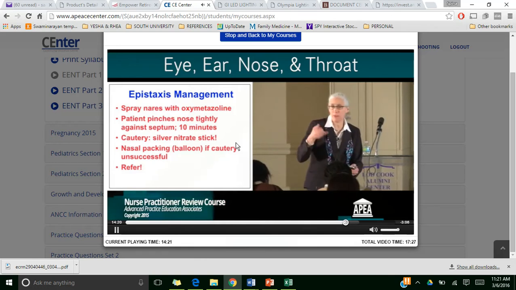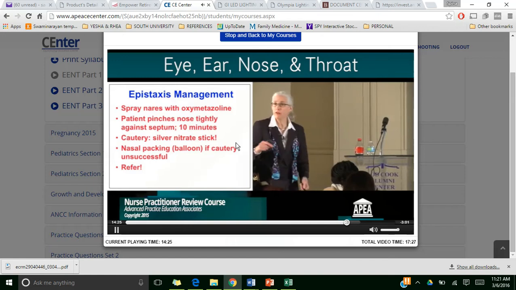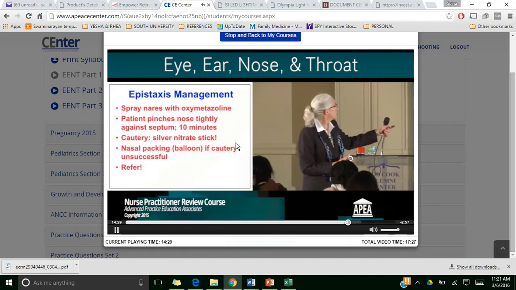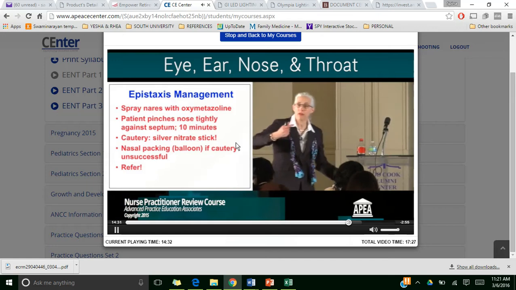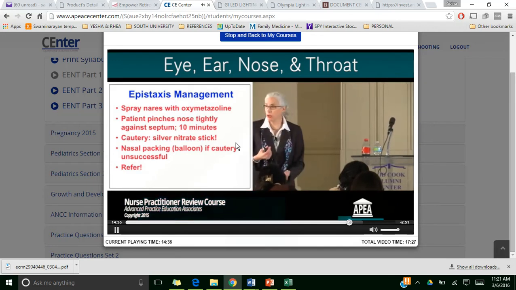A cauterization agent that you should keep in your clinic if you work out in rural health is a silver nitrate stick. Now listen, if you use a silver nitrate stick in somebody's nose, you'll cauterize the bleed if it's an anterior bleed. But they will scream bloody murder.